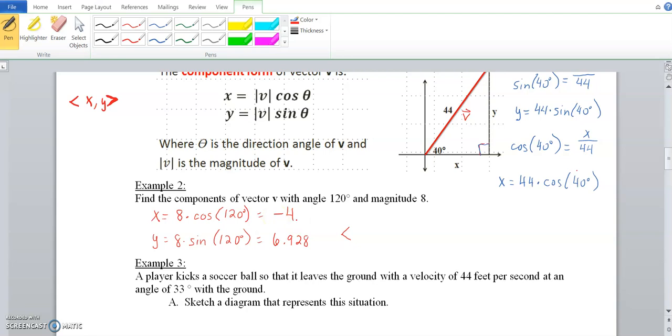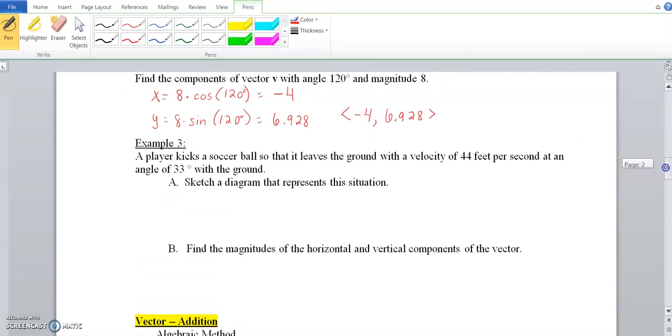But the proper way to answer a problem like this is to write it in component form: our x component, comma, y component, inside the triangle brackets. So let's pump out example 3 here quick too.